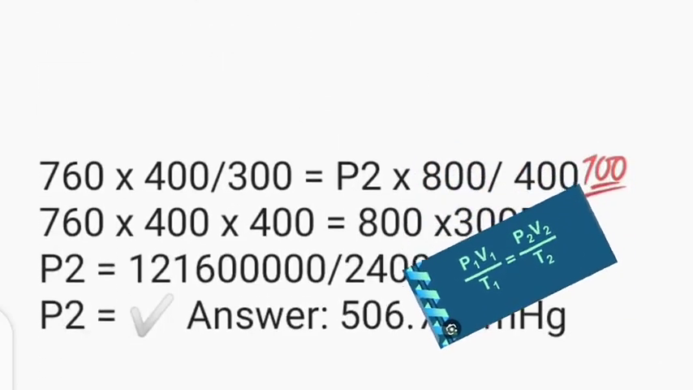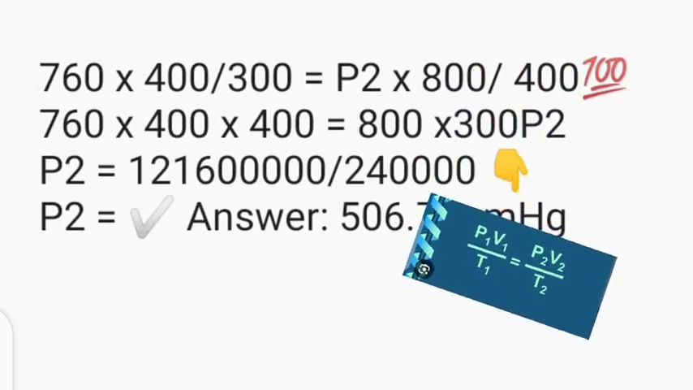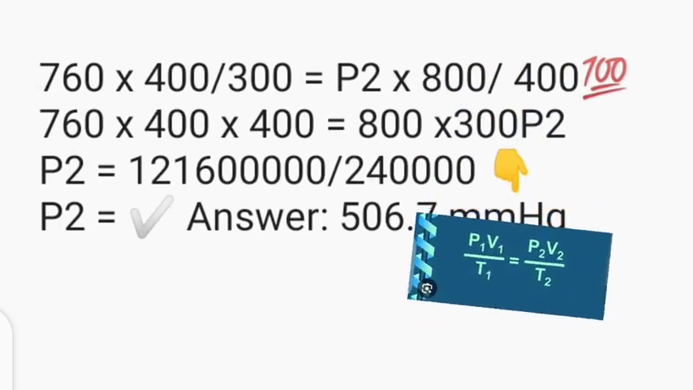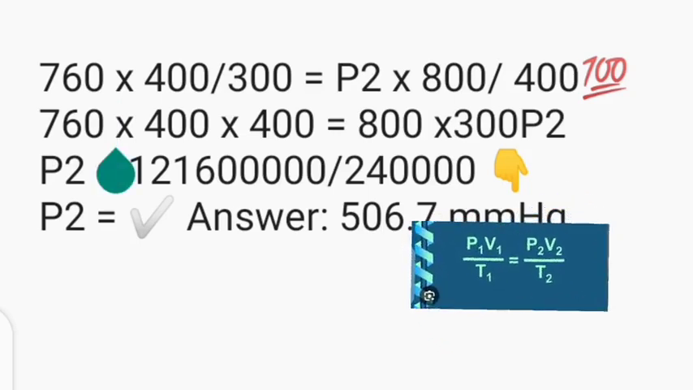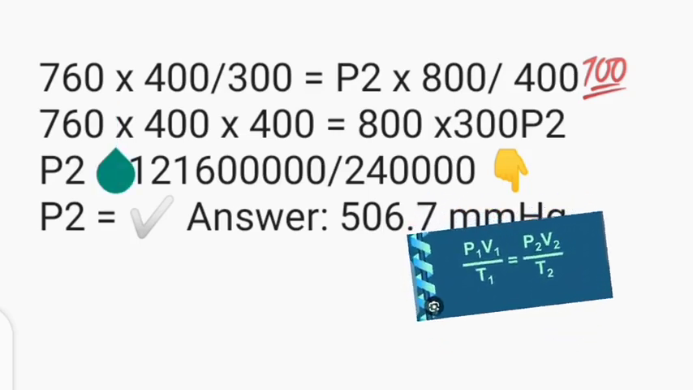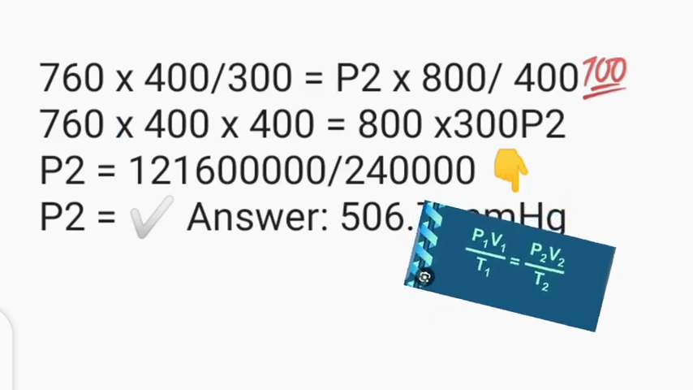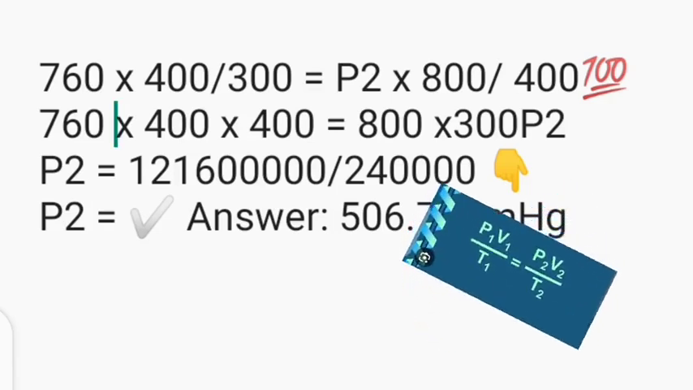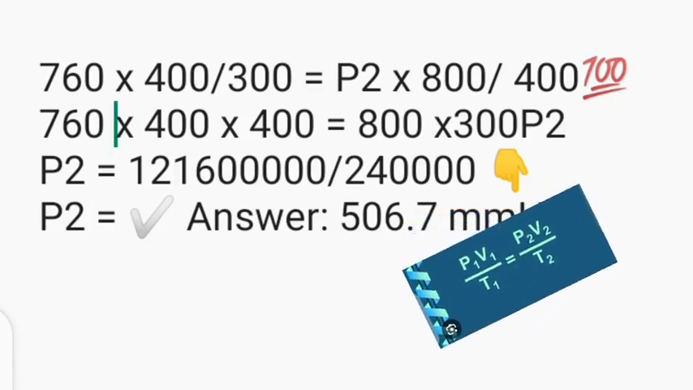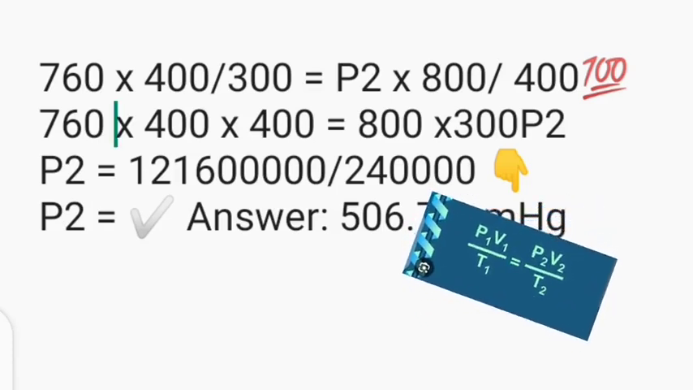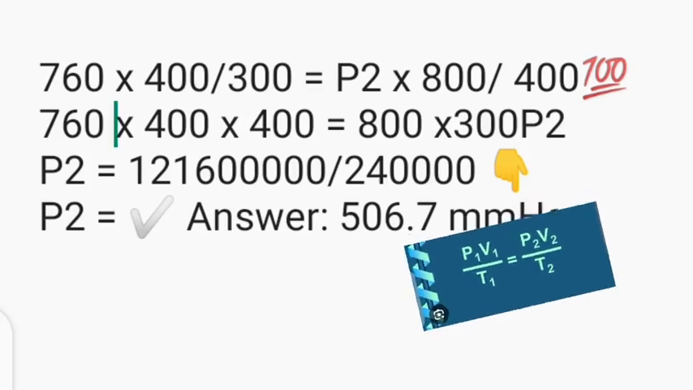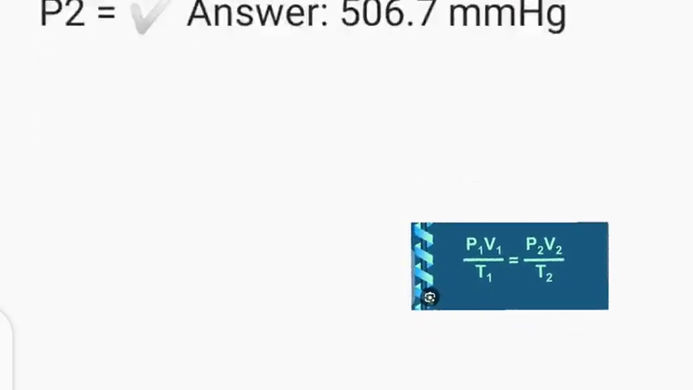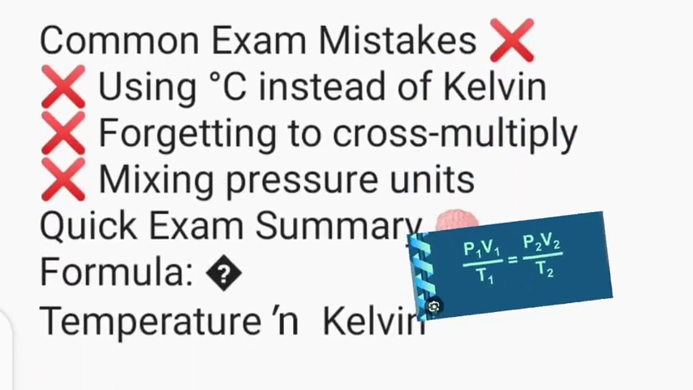So you can see that using the formula P1 V1 over T1 equals P2 V2 over T2. Cross multiply, put all of them together. So you have 760 times 400 times 400. Then take 800 to the other side. That's 800 times 300 P2. Then make P2 the subject of the formula. Then the answer is 406.7 mmHg. That's the second pressure. Don't forget the formula P1 V1 over T1 equals P2 V2 over T2. So don't make any mistake.